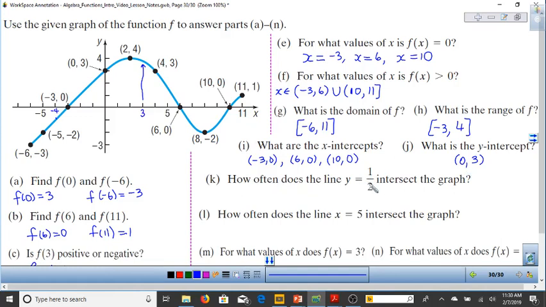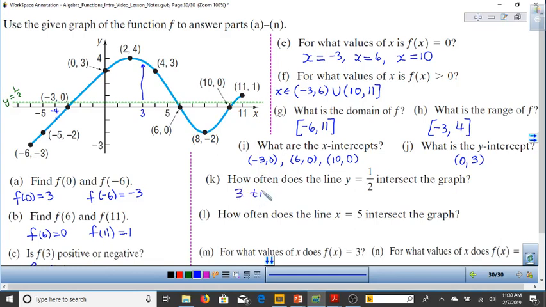How often does the line y equals 1/2 intersect the graph? So the line y equals 1/2 is a horizontal line, and it crosses the graph right there, right there, and right there. That line, y equals 1/2, crosses the graph of the function 1, 2, 3 times. So the answer is 3 times.